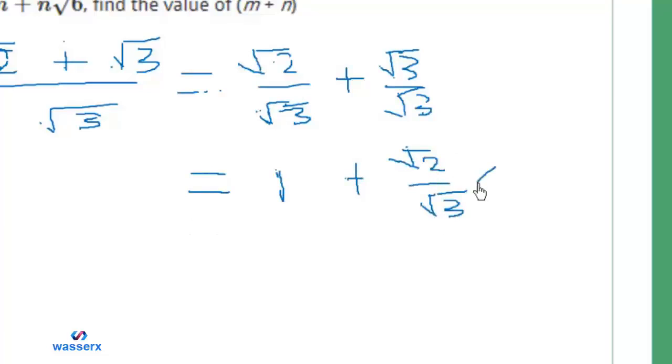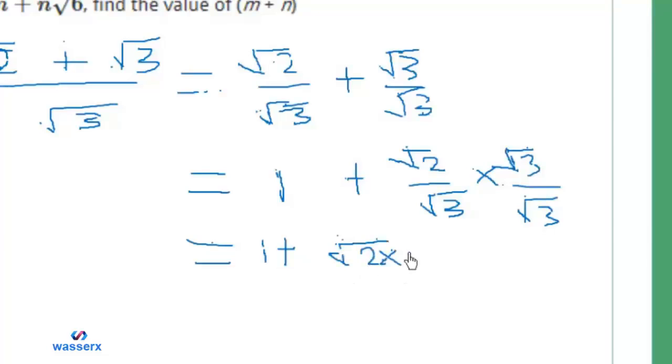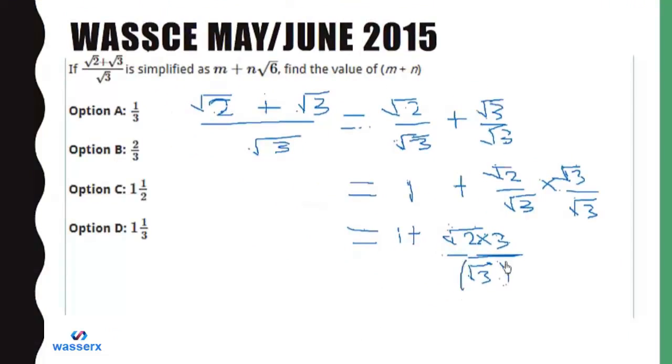Now you have to rationalize this, so we multiply by root 3 over root 3, and this will further give us 1 plus root 2 times 3 all over root 3 all squared. So we can simplify this further to obtain 1 plus 1 over 3 root 6.